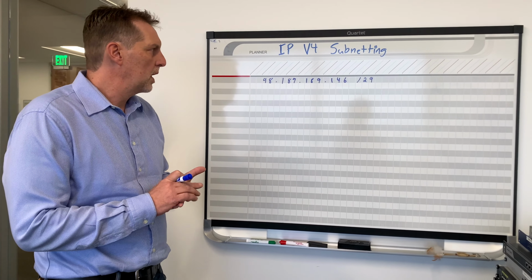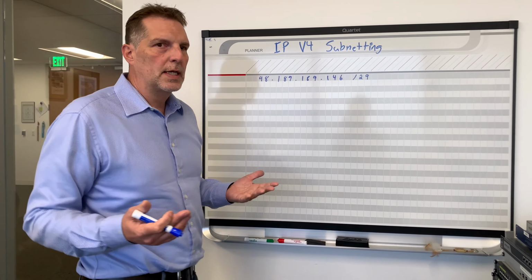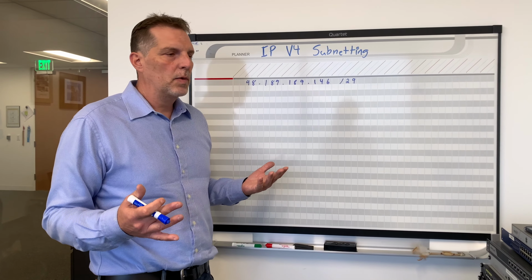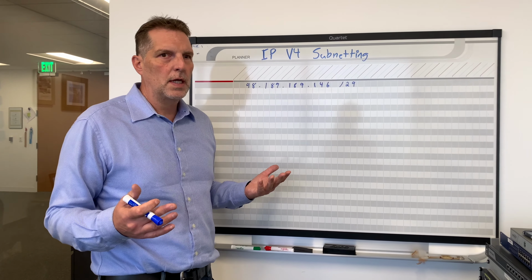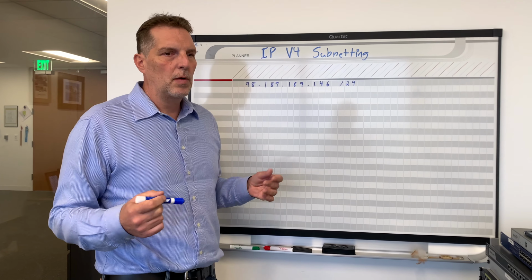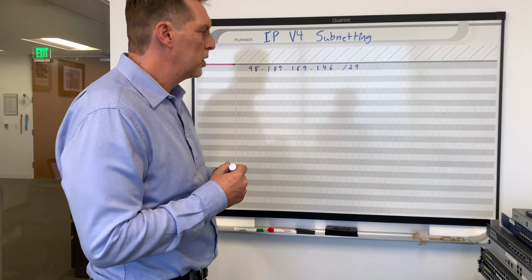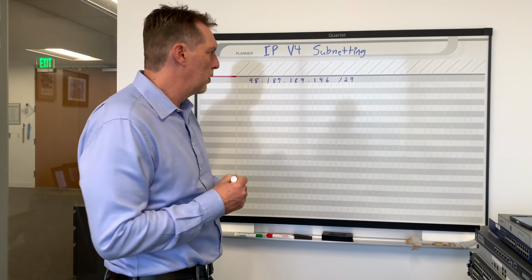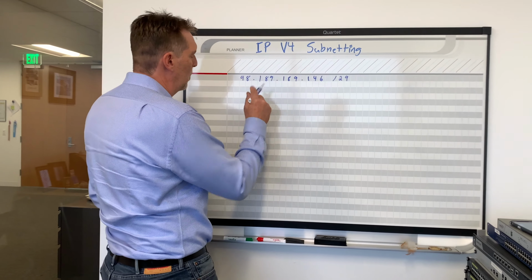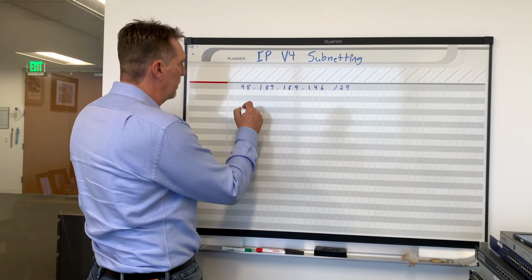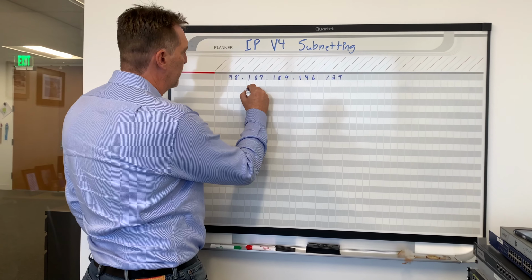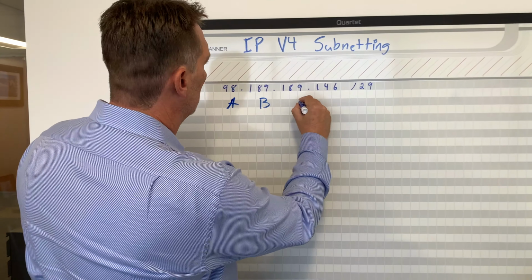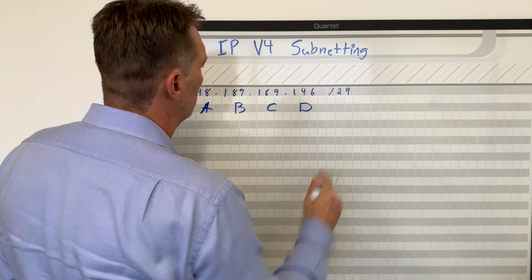Sometimes what I like to do is break down the addresses into the octets, and we can map this out into an A, B, and C network diagram. So we'll just start off with an IPv4 network. When we talk about an IPv4 network, we have the A, the B, the C, and the D network.